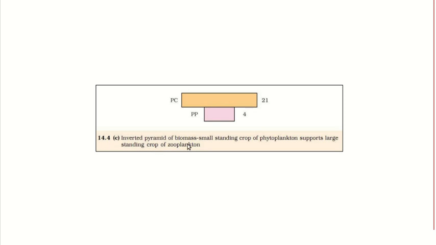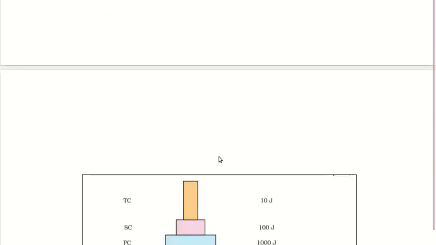Inverted pyramid of biomass: a small standing crop of phytoplankton, which supports a large standing crop of zooplankton. This might be given for 2 marks.